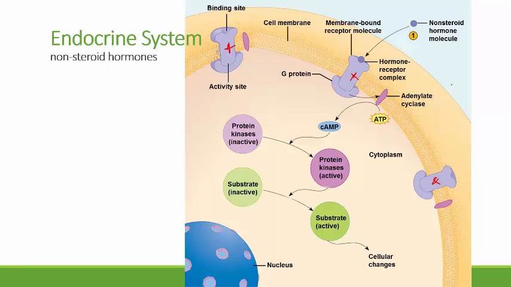And every one of these receptors has, outside the cell, a binding site, a spot that is attractive to the hormone molecule. And on the inside of it, what's called an activity site. And the activity site will change whenever the binding site gets filled with a protein.